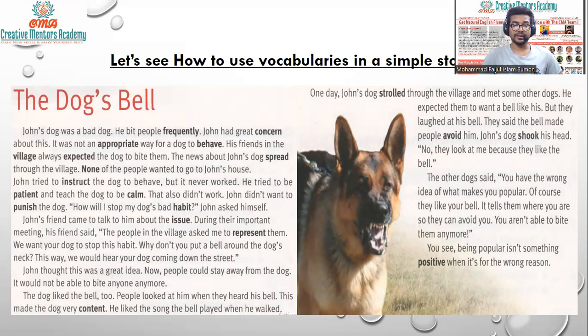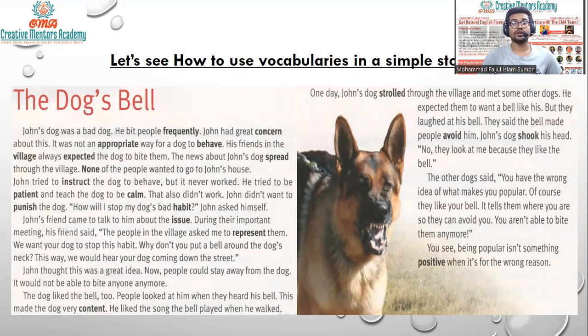The dog liked the bell too. People looked at him when they heard his bell. This made the dog very content. Content, that means, just think, recall your words. He liked the song the bell played when he walked.